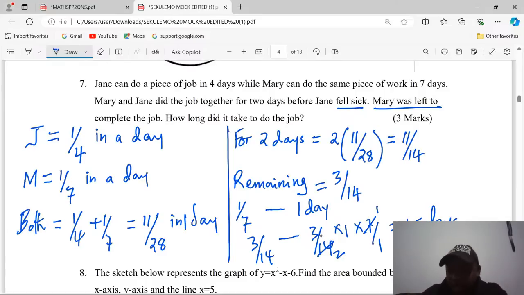So the doing of the job took 2 days initially. Then Mary working alone takes 1.5 more days. This is 3.5 days.